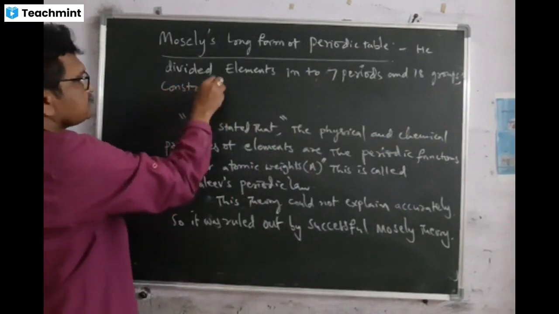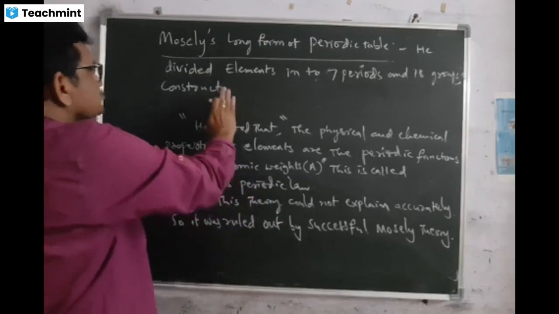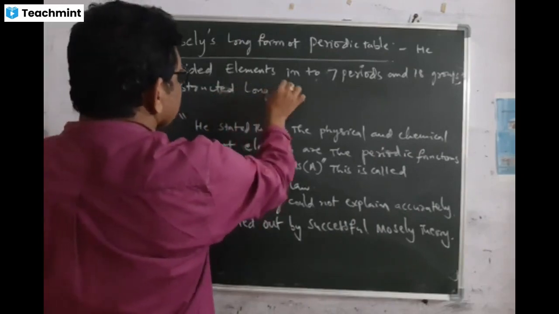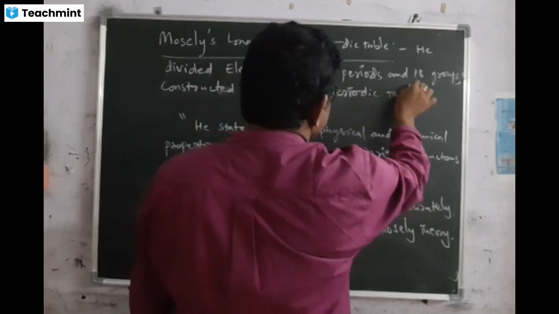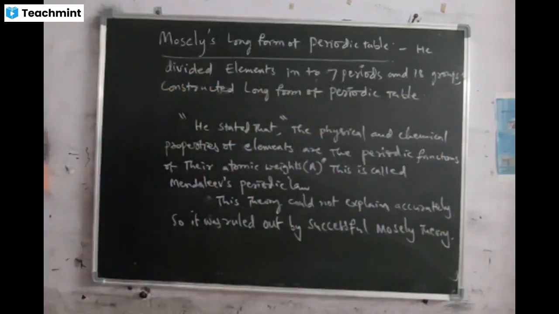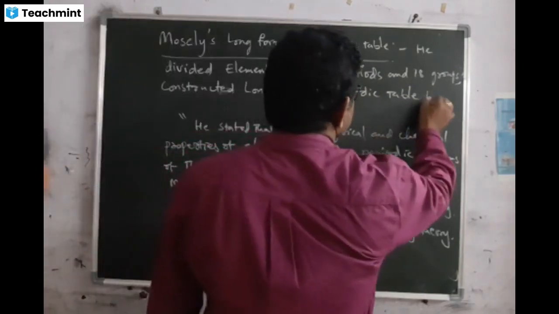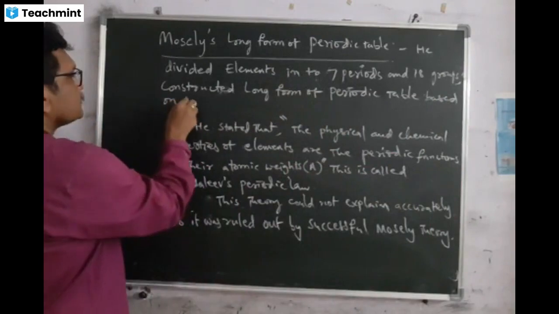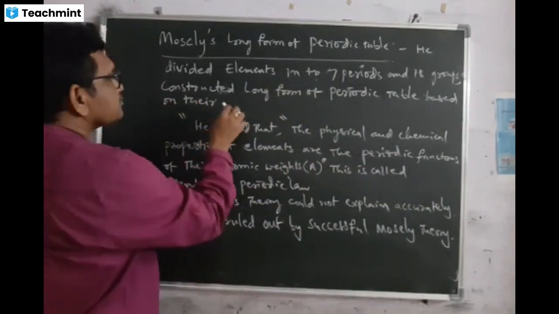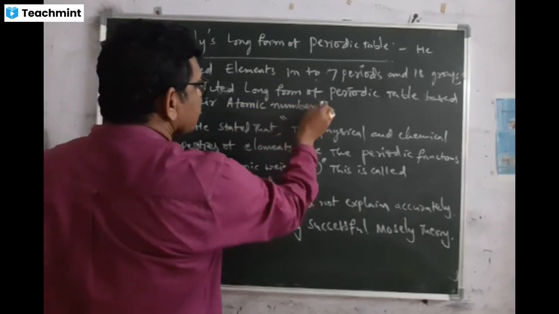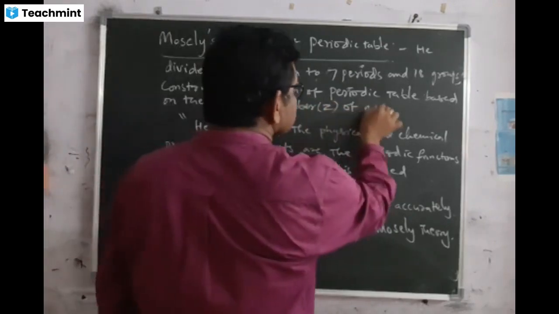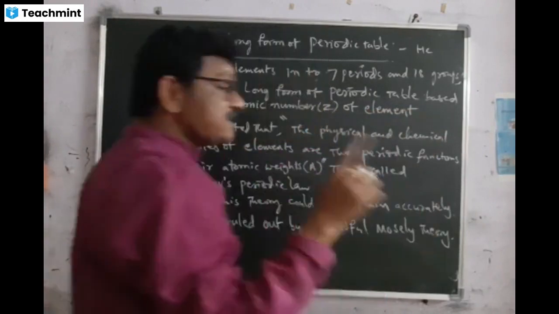He proposed, or constructed, the long form of the periodic table. So he divided elements into 7 periods and 18 groups and constructed the long form of the periodic table based on the atomic numbers of elements. It is the baseline point of his theory.